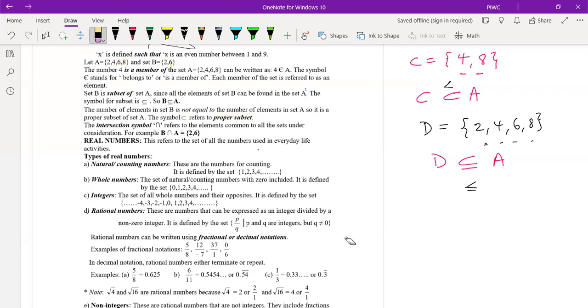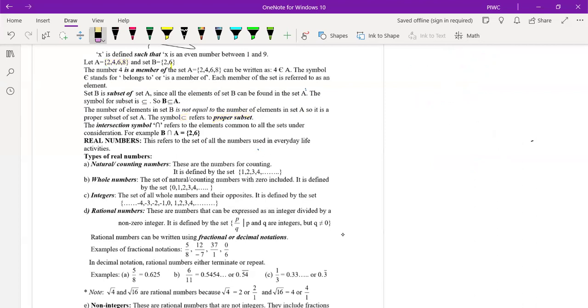Now, we also want to talk about intersection. Intersection represents the number of elements that they have in common. Okay? In other words, where do they overlap?